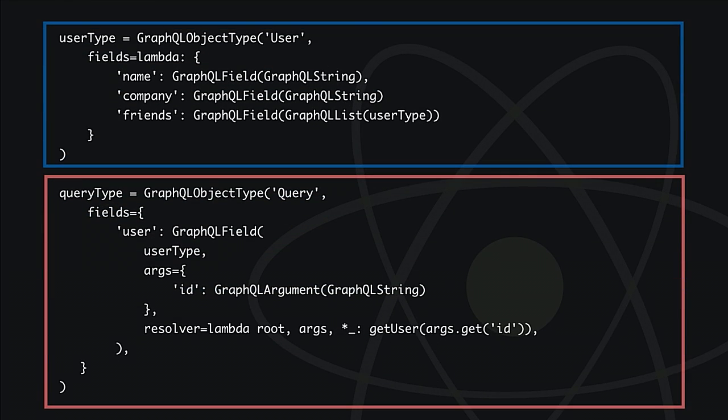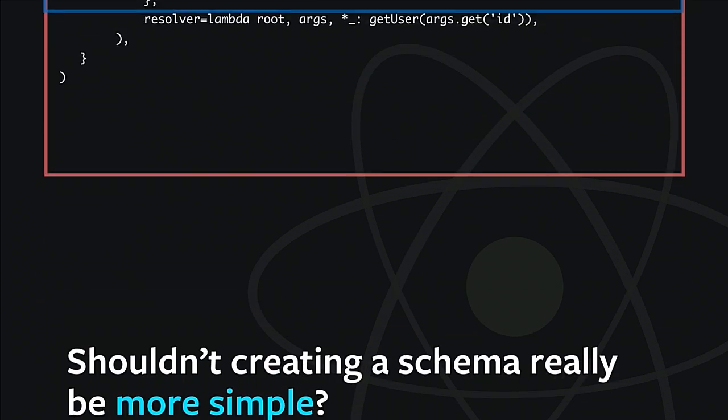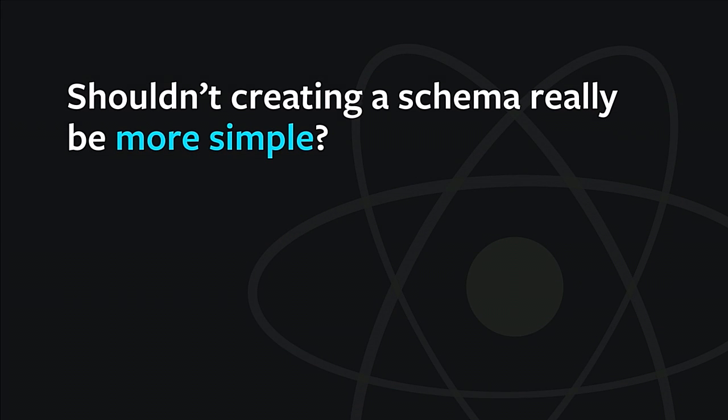So this is how the implementation looks in Python when we have to do it. We have the user type, the query type, and we define some fields on top of that. However, if you are Python guys, you will see that that code is not very Pythonic. In fact, it's not very easy to work with. So shouldn't creating a schema really be more simple?